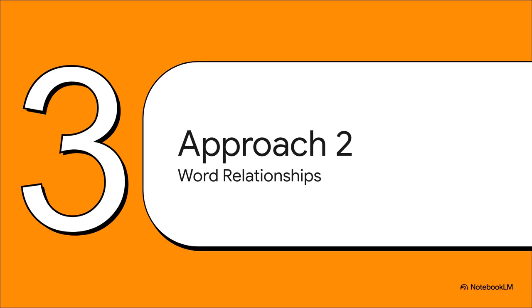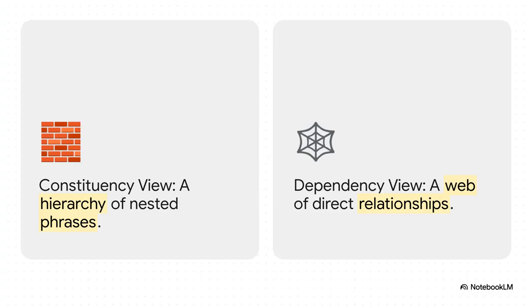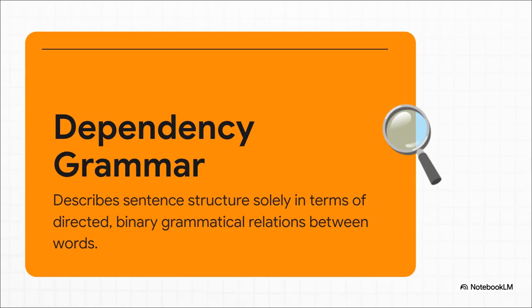But that's not the only way to look at this. Instead of focusing on these big blocks or phrases, what if we just zoomed in on the direct connections, the relationships between individual words? This shows the two viewpoints perfectly. On one side, you have that constituency view with all the nested boxes and building blocks. But on the other side, you have the dependency view, which looks way more like a web or a family tree. It's not about groups. It's all about direct one-to-one links. This word depends on that word, period. And that is the absolute core of dependency grammar.